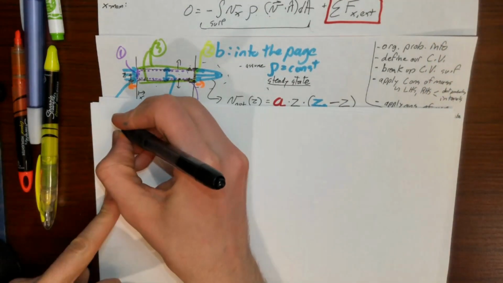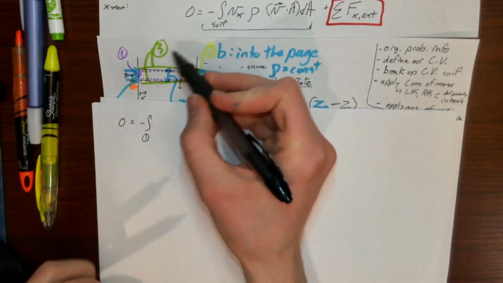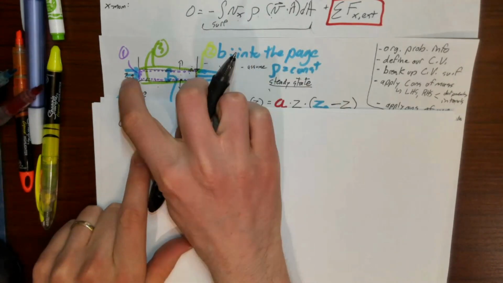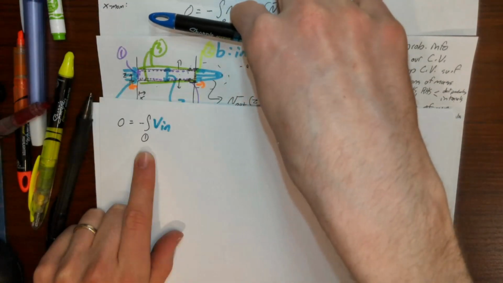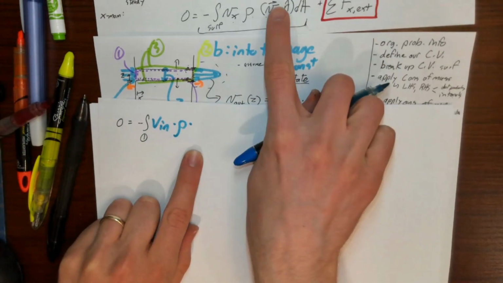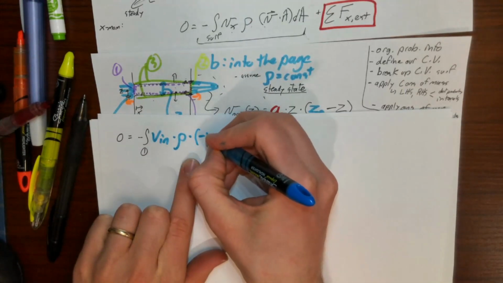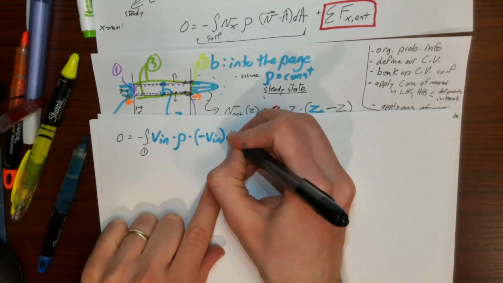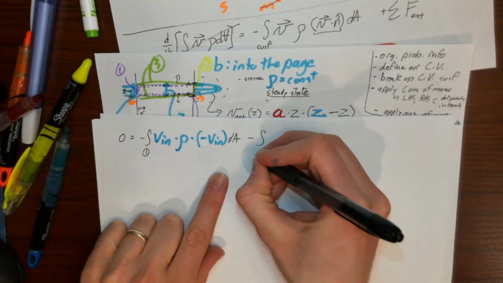So an integral over surface 1. Well, what's Vx for surface 1? Vx for surface 1 would be positive V in, because V in is going in the x direction, so it's a positive velocity. Then we have rho, and then we have V dot n for surface 1. So V dot n for surface 1 is going to be minus V in. And then we have our dA right here.